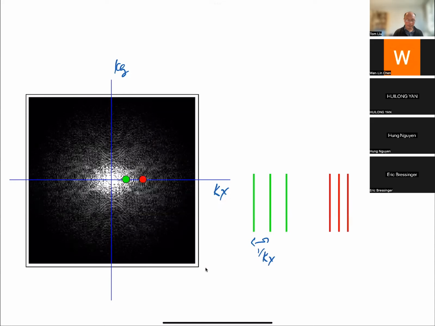Now let's say I go out farther into k-space here. So it still only has variation in x, but now the wavelength is smaller because I've gone out to a higher frequency. And so this corresponds to a higher spatial frequency here.